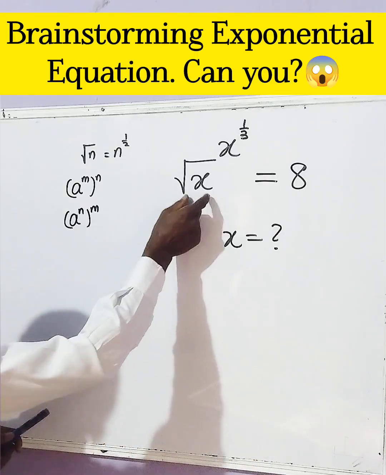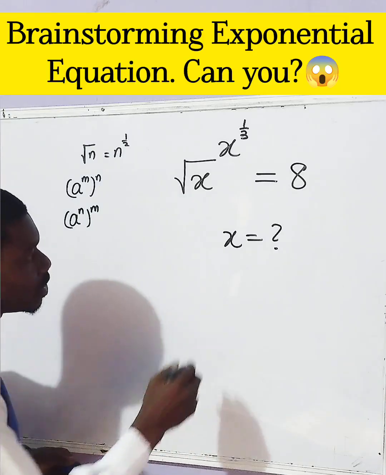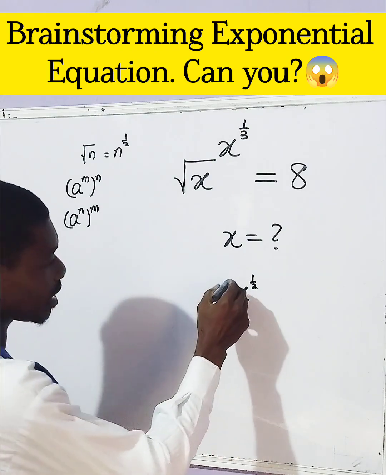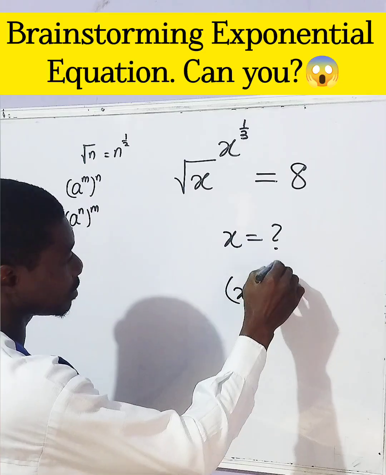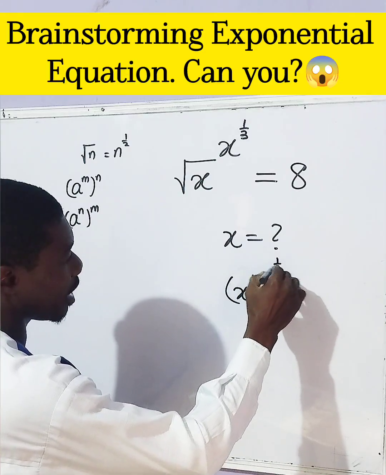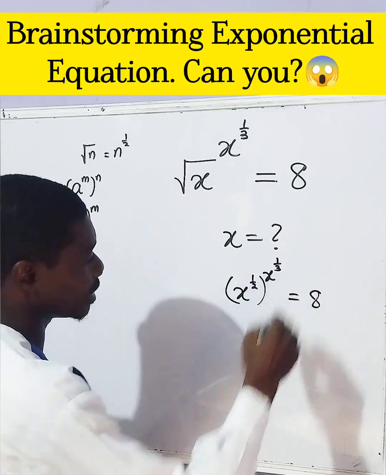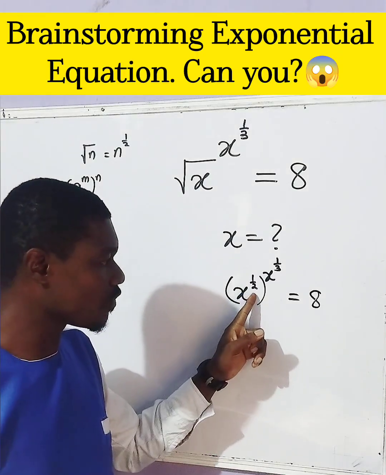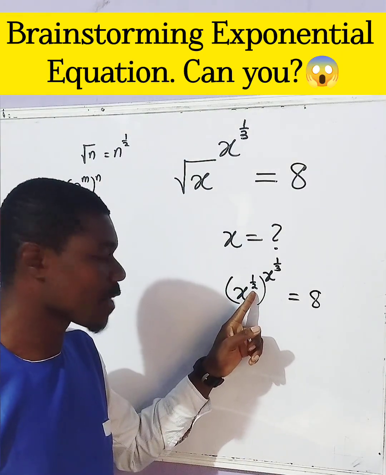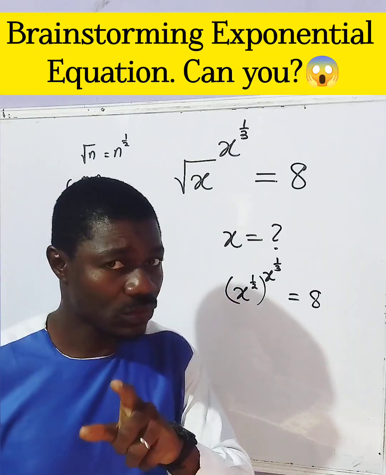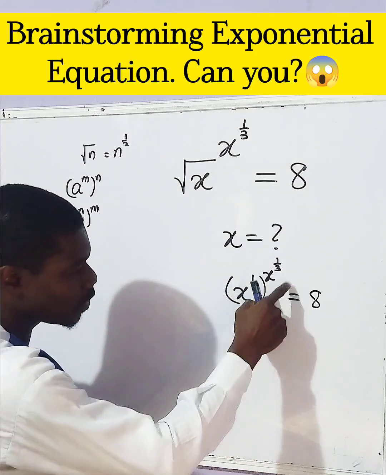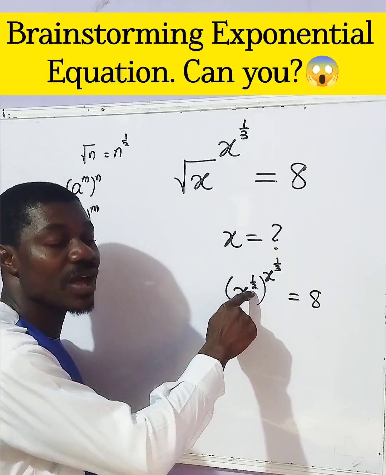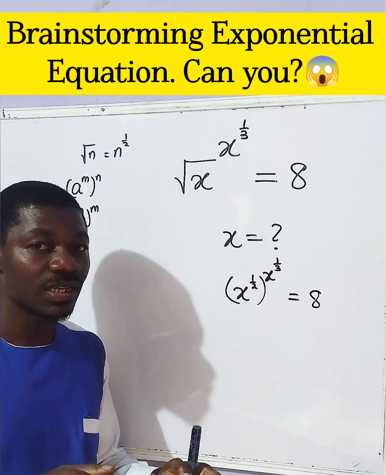So first of all, let us reduce this to an exponent. So this becomes x raised to 1 over 2, now all raised to x to the 1 over 3, then equals 8. The first thing is I want to clear off this half here. Let's raise both sides by the reciprocal of this half, and the reciprocal of half is 2.